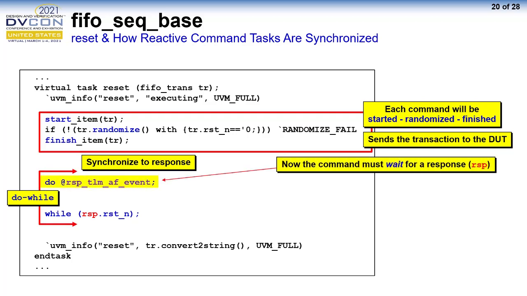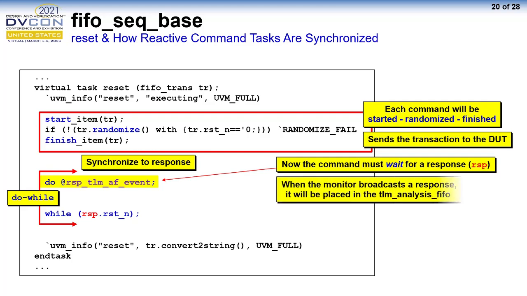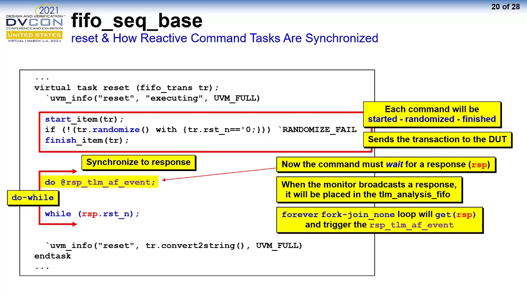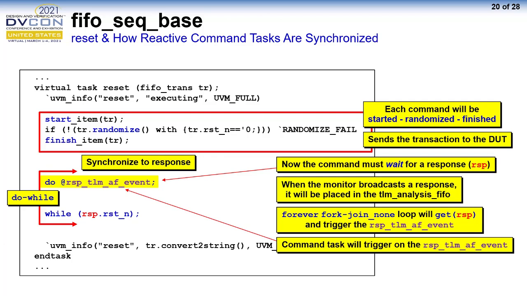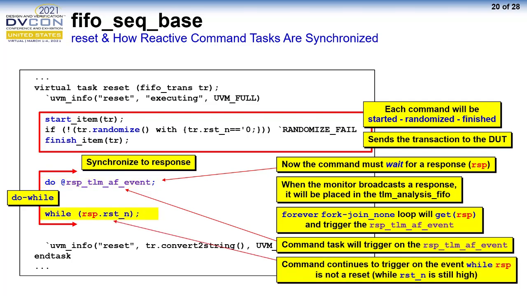The synchronization is set up as a do-while loop, where the do portion is waiting for the synchronizing event, which indicates that a broadcast response transaction has been placed on the response TLM analysis FIFO, and the forever loop gets that response transaction and then triggers the response TLM analysis FIFO event. When that happens, this do command will recognize that the event was triggered, and the while portion checks to make sure that this is the expected reset response. Otherwise, it will again loop and wait for the next triggered response event. The synchronizing handshake details are shown on the next slide.